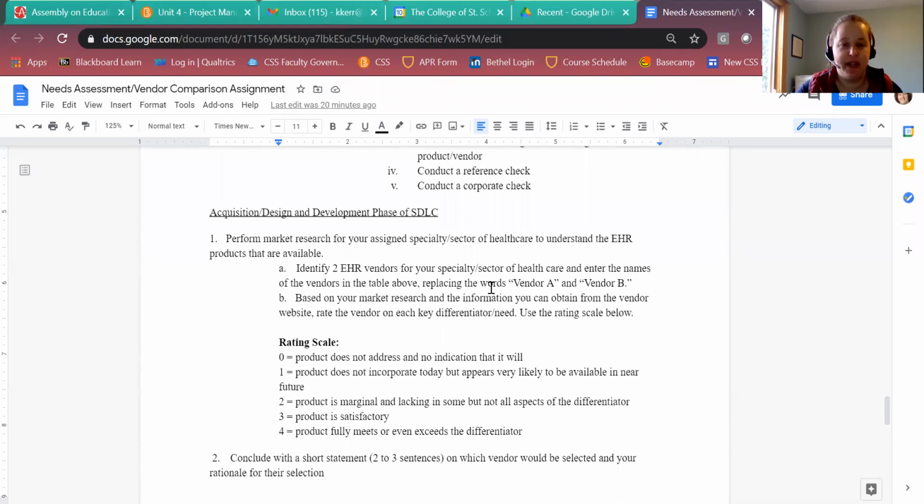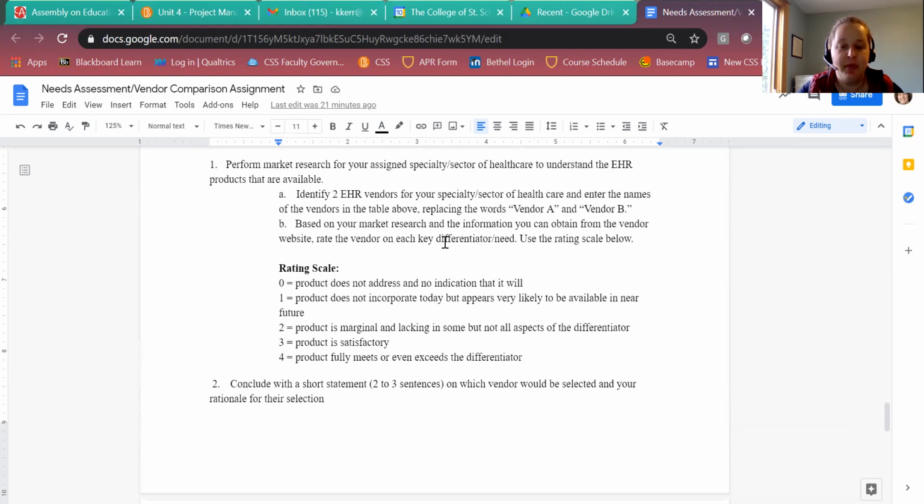Okay, then we're gonna move on to the next phase, which is the acquisition, design, and development phase of the system development lifecycle. So what you're going to do for this section, and note that up above in the table, there was a column A and a column B for vendors. So you're going to perform some market research for your assigned specialty or sector of healthcare to understand what type of EHR products are available. And I want you to identify 2 EHR vendors for your specialty or sector of healthcare, and then enter their names in place of vendor A and vendor B in that table.